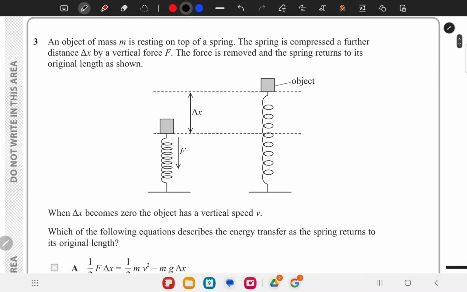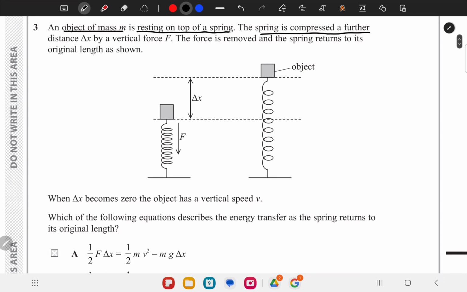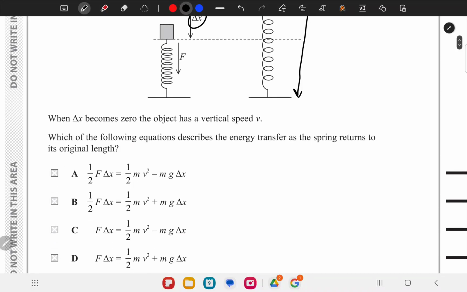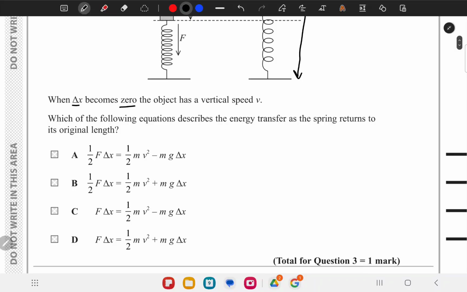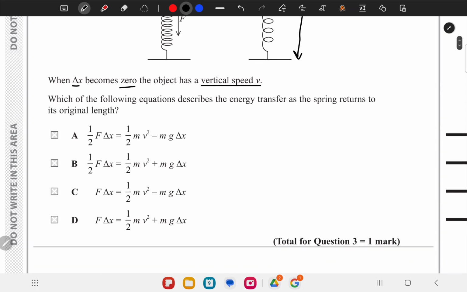In question 3, we are told that an object of mass m is resting on top of a spring. So this is a spring and this is mass m. We are told the spring is compressed a further distance del x by a vertical force F. When we apply the vertical force F, it goes downward, and then this force is removed and it returns to its original length. This is the original length. Now we are also told that del x becomes 0 and the object has a vertical speed of v when that happens.